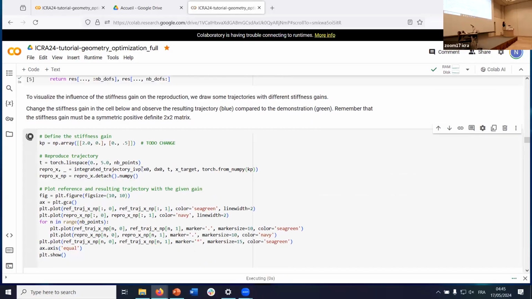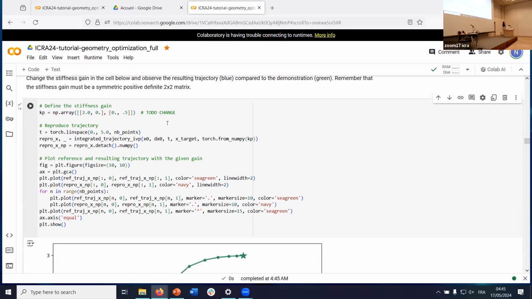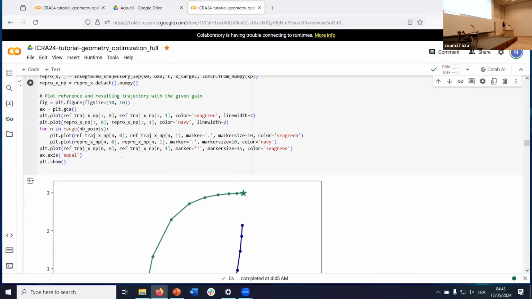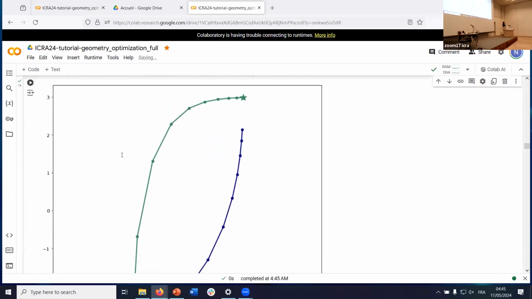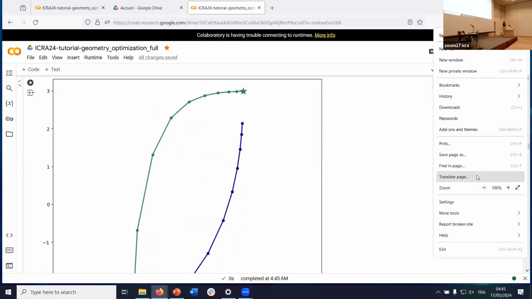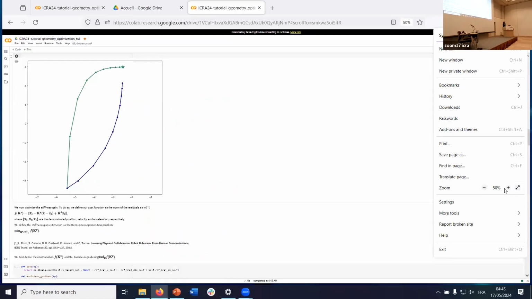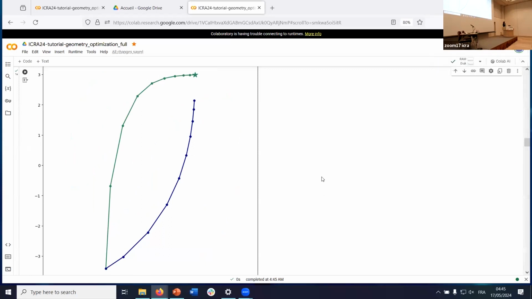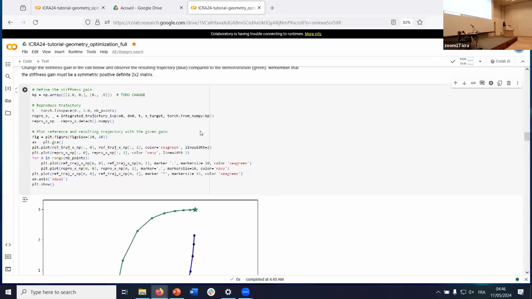Here what we are doing is that, given a stiffness gain, which I give by hand, I reproduce the trajectory and then plot what I obtain. What I wanted to show you here, very quickly, if I can zoom out a bit. Okay, not that much. Like this, perfect. Here this is the trajectory when we integrate the impedance controller. This is the trajectory we obtain with the stiffness gain you can see here.